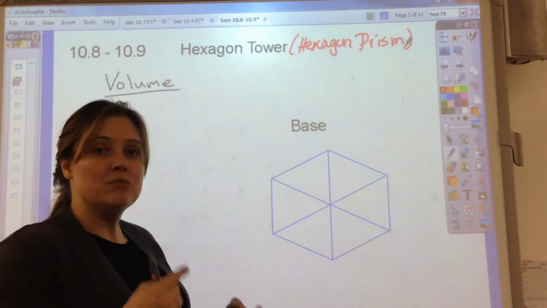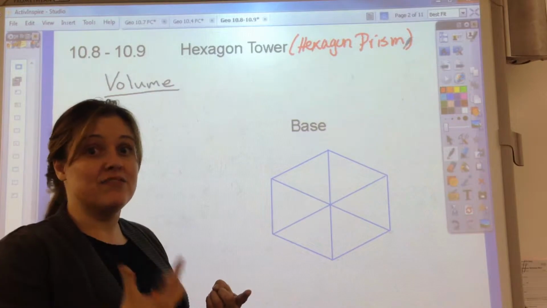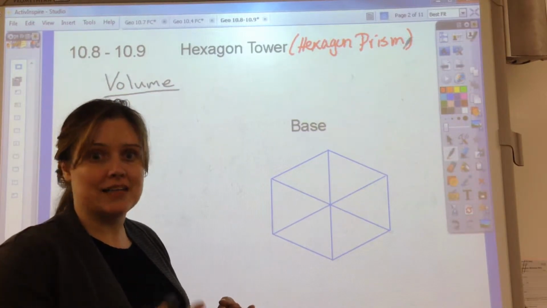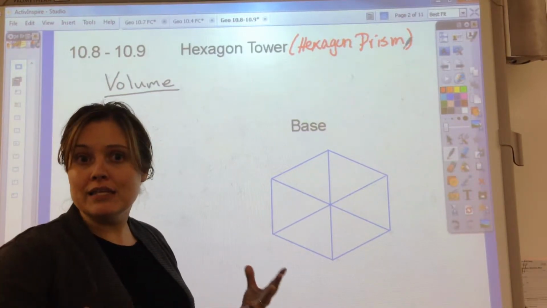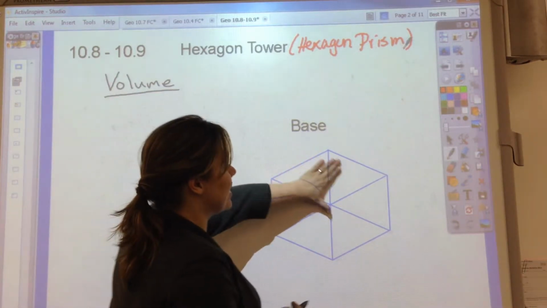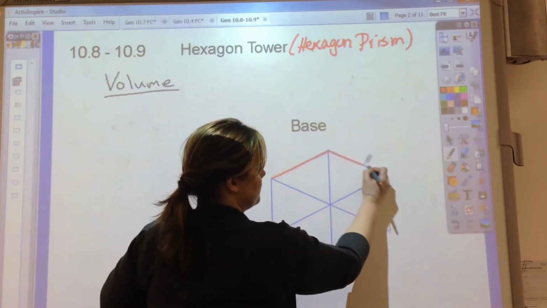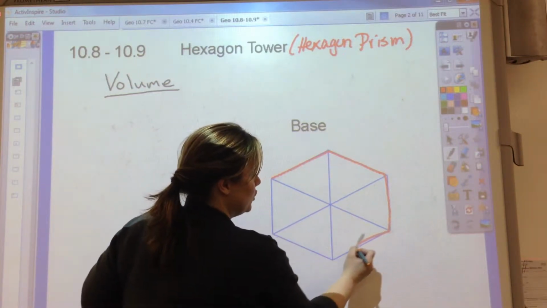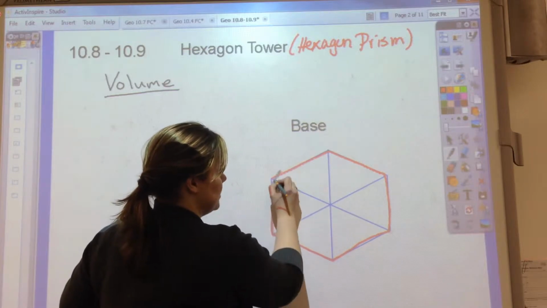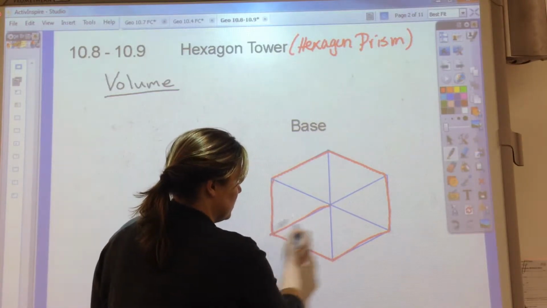For example, we need to be able to find the volume when our base is a pentagon that has 5 sides, a hexagon with 6 sides, or an octagon with 8 sides, or whatever the case may be. And so first of all, let's look at what a hexagon would look like. If this is the base of our prism, hopefully you'll agree with me, it's a regular hexagon. We can split it into 6 equal triangles.